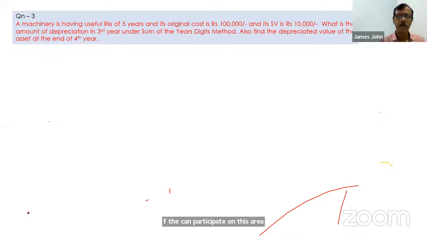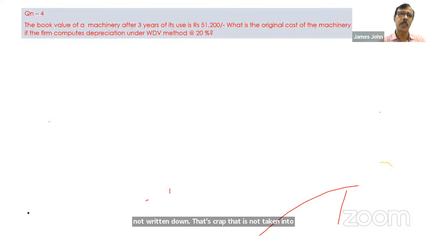Sir, one query regarding scrap value. Which method uses scrap value and which does not? For written down value method, scrap value is not taken into account. For all other 3 methods, scrap value is taken into account.